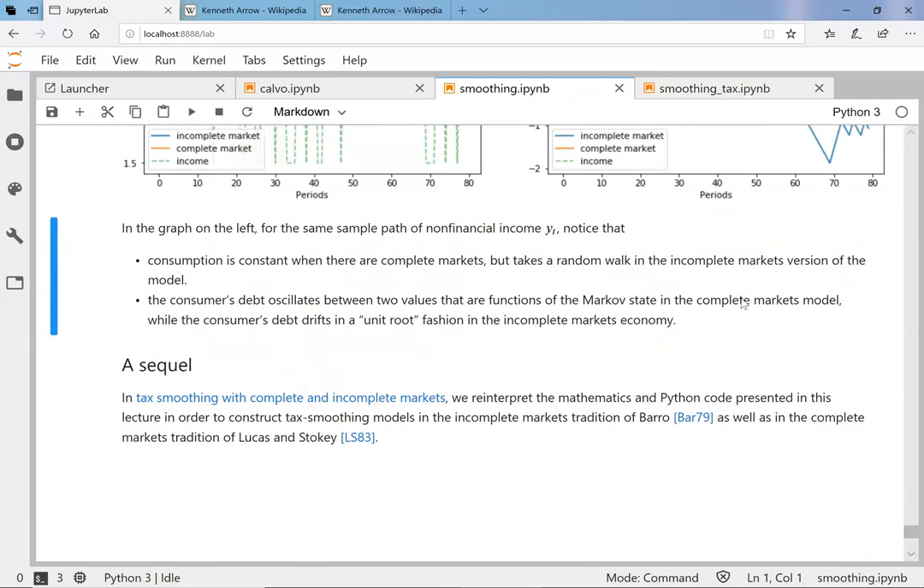Okay, so now we're done talking about the consumption smoothing model, with complete and incomplete markets. So now you could ask, I said I was going to talk about tax smoothing, so why am I spending all my time talking about consumption smoothing? It's a good question. So let's take a little break, and then I'll try to explain myself.